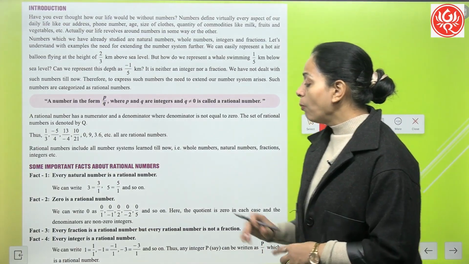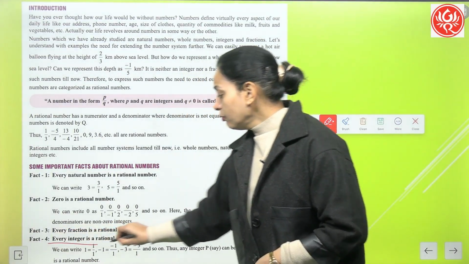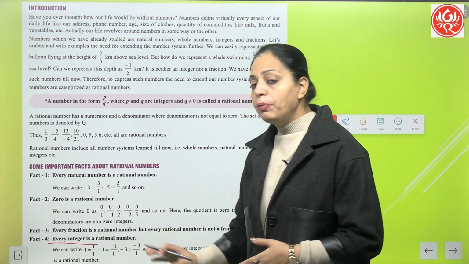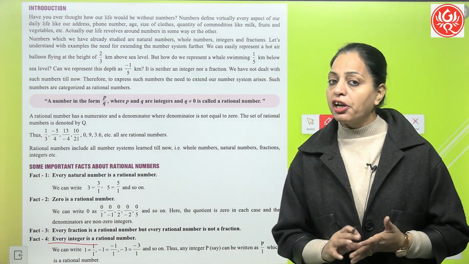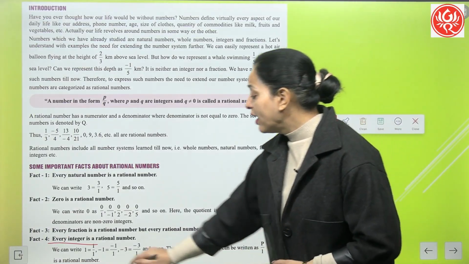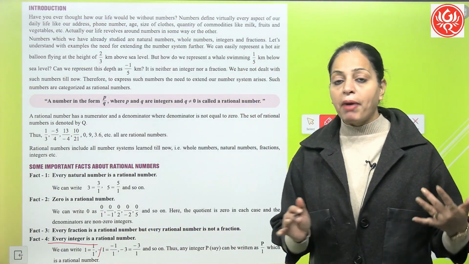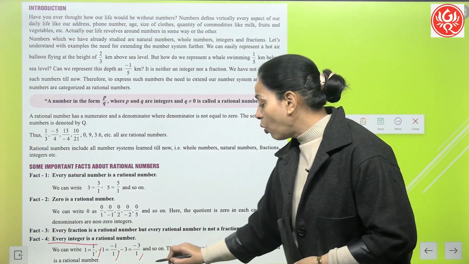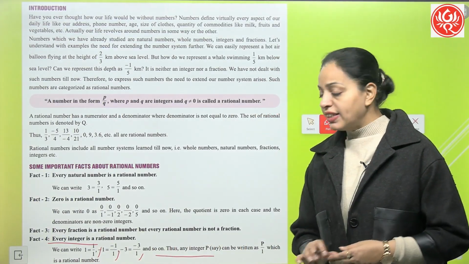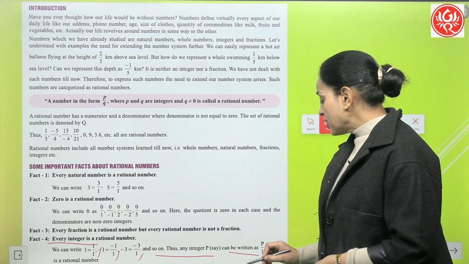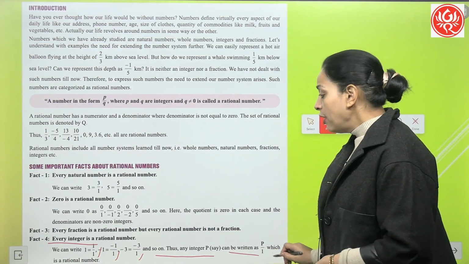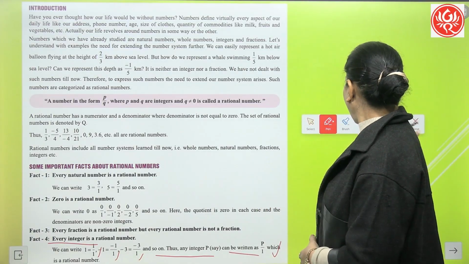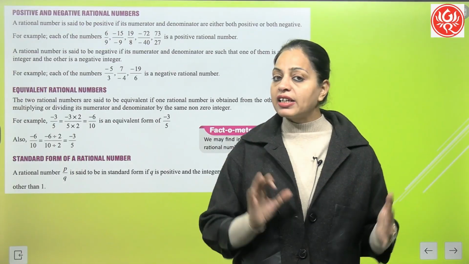Fine. Now fact 4. Every integer is a rational number. कोई भी इंटीजर है उसको हम रेशनल नंबर की फॉर्म में लिख सकते हैं, like 1, 1 upon 1, minus 1, minus 1 upon 1, minus 3 upon 1. So any integer, say p, can be written as p upon 1, which is a rational number. Fine. So I hope these points are clear to you.